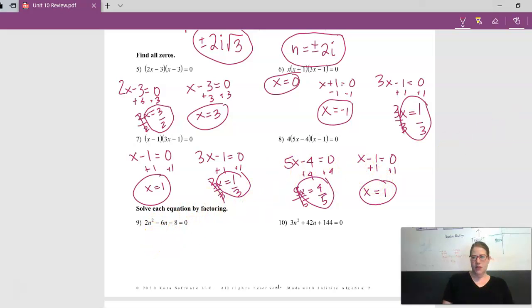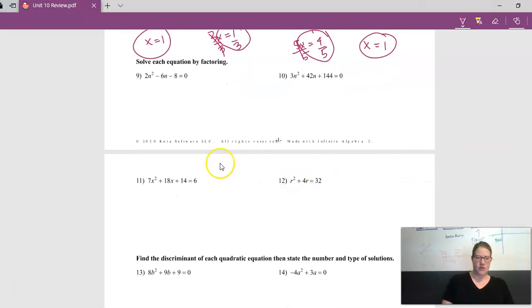All right, the next section here, we need to solve by factoring. So we're going to be using x factoring, but remember, every time you're factoring, the first thing you need to check for is the greatest common factor. So on number 9, 2, -6, and 8 have a common factor of 2. So I'm going to pull that 2 out front. n squared minus 3n minus 4. And then I'm going to go ahead and x factor what's left inside.